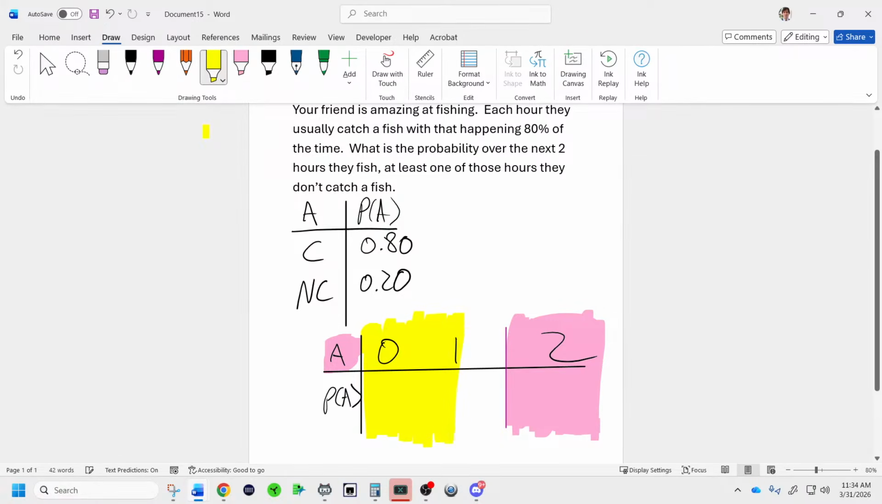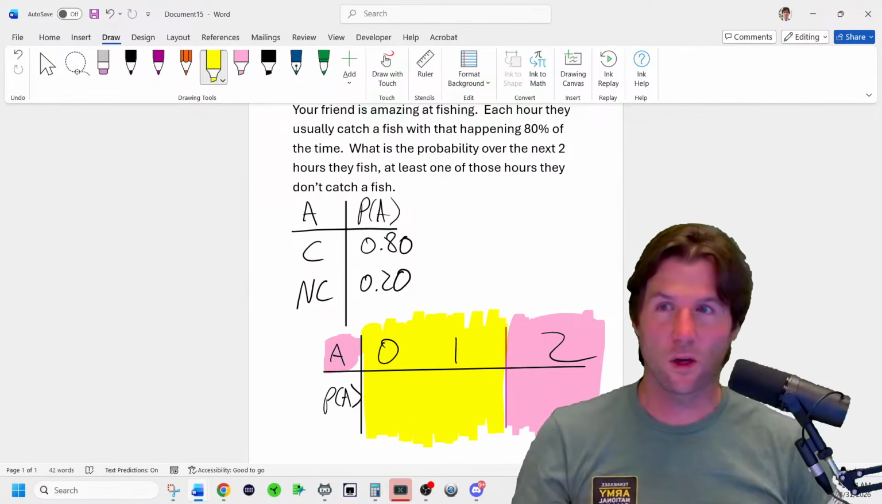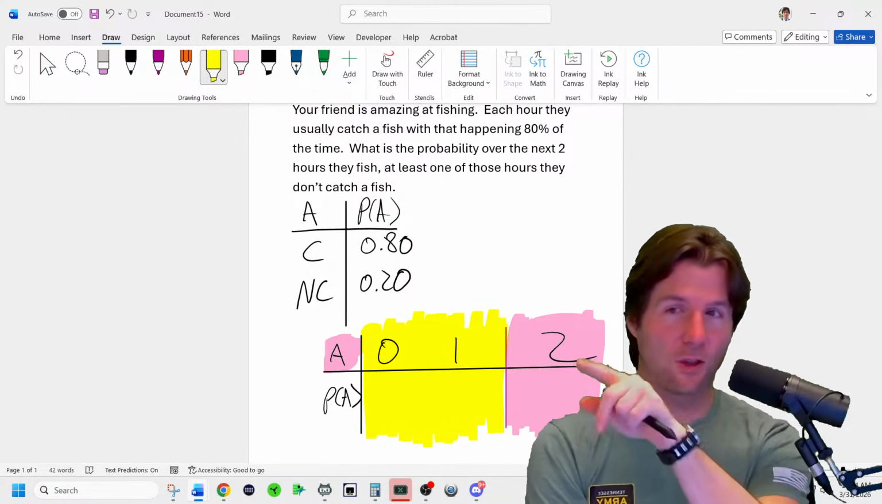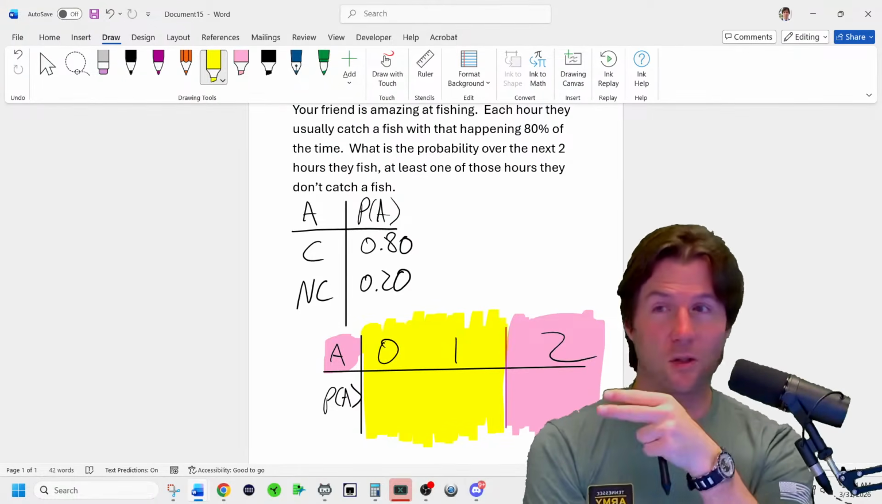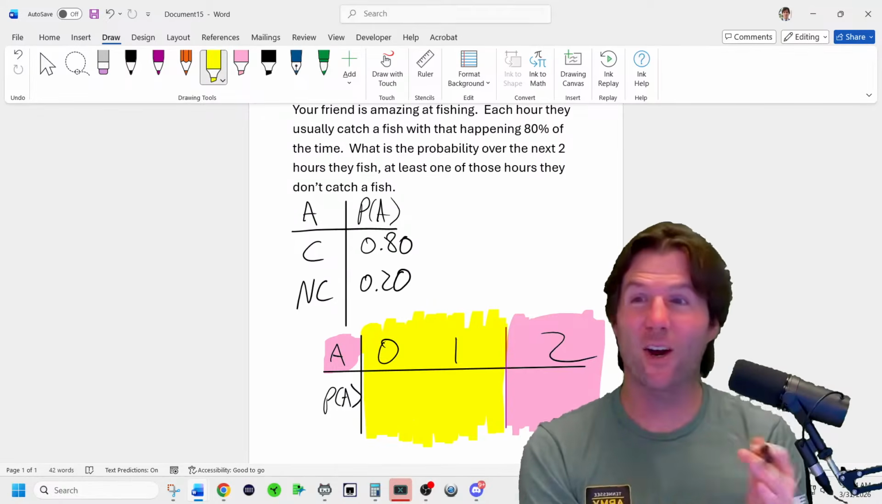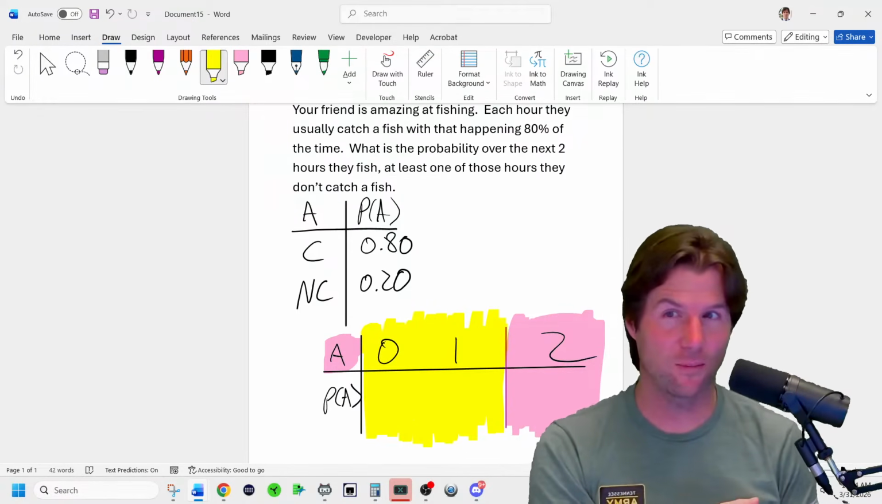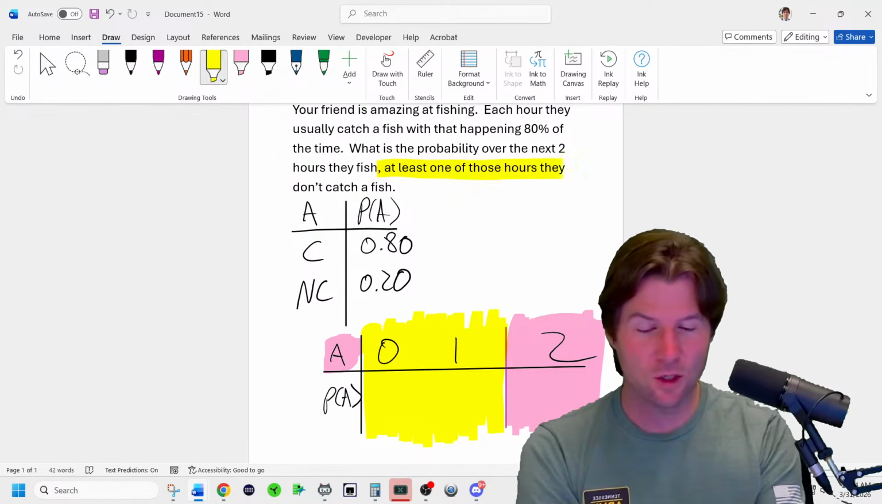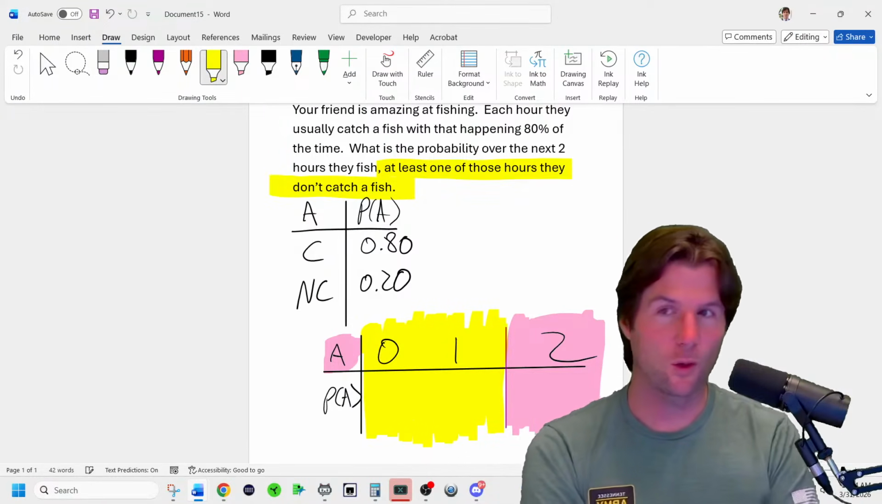That means every hour they caught a fish. They caught a fish every hour, right? Does that make sense? In a given hour they catch a fish, and then the next hour they catch a fish also. They fished for 2 hours, and in each of those hours they caught something. They had a good hour. So at least one of those hours they don't catch a fish is what we're interested in.